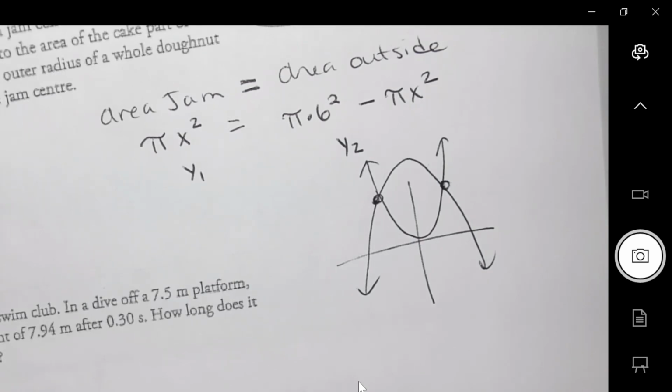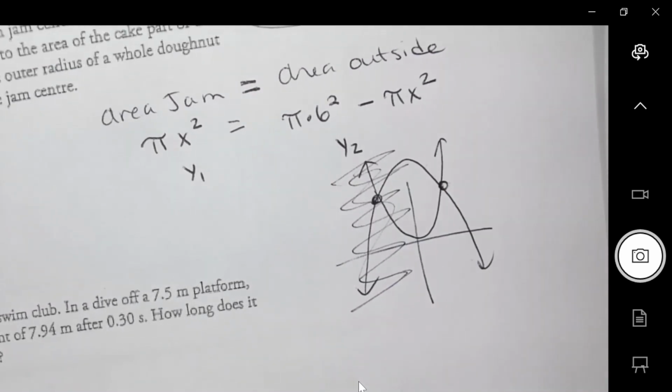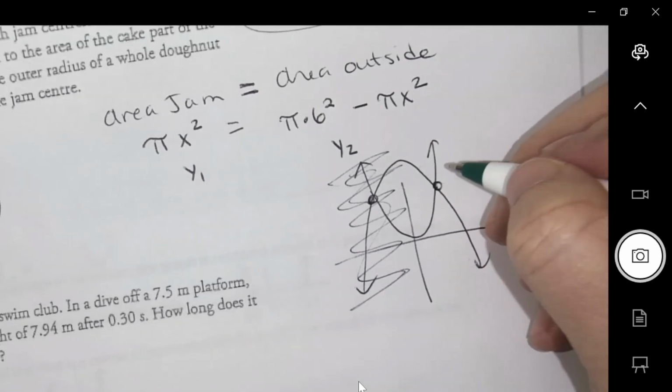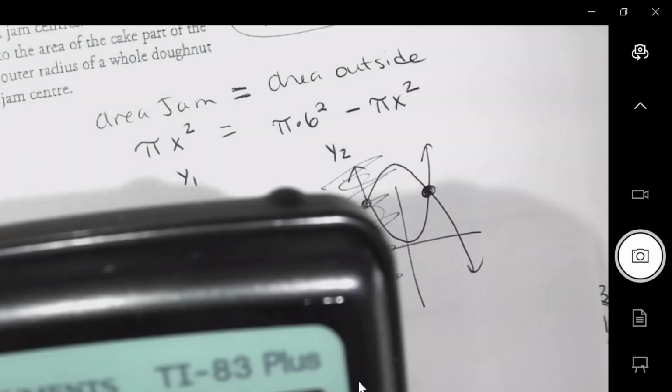Okay, that's what we got. Everyone's good with what I'm visualizing? And x is a radius. Guess what? This doesn't make sense in real life, that part of it, because radius can't be negative. So for the intersection, I only care about that one.